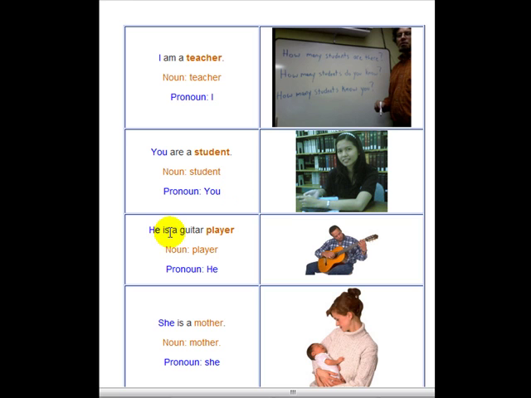He is a guitar player. Okay. The noun is player. The pronoun is he. She is a mother. The noun is mother. The pronoun is she. As I say, it's used in place of, you could say mother, but she is a mother. We're pointing out, making a statement about her, and mother is a noun.